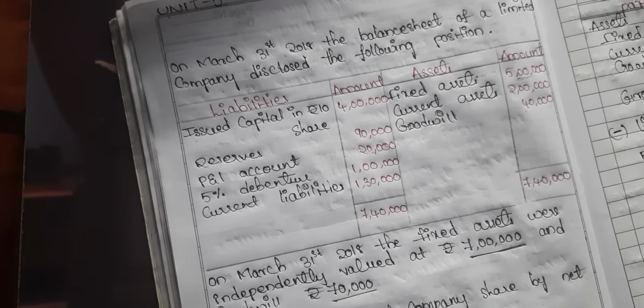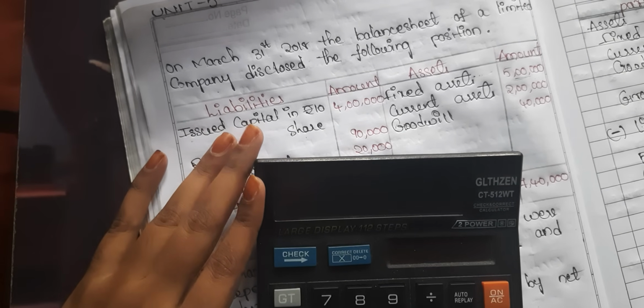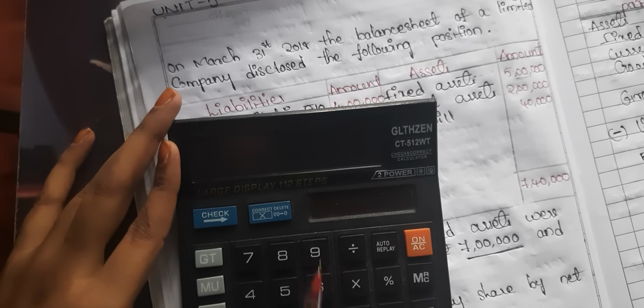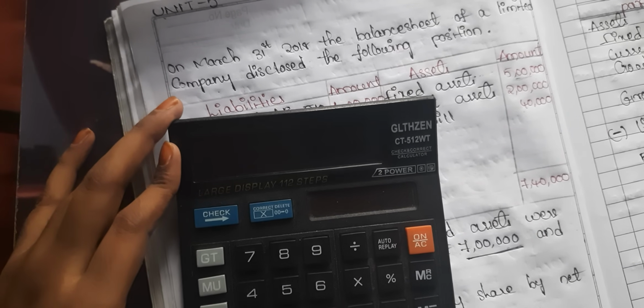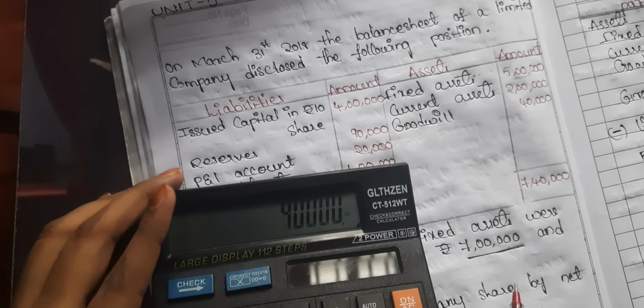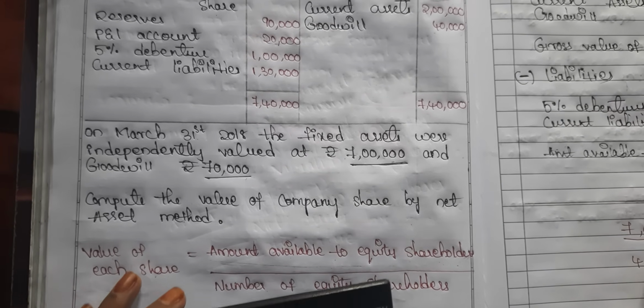Okay, if the amount per share is 10, then the total amount is 4 lakhs. So what we need to do, we need to divide this 4 lakh by 10. We will get our number of equity shares. Yes, the number of equity shares is 40,000. So now we need to put 40,000 here, ma.